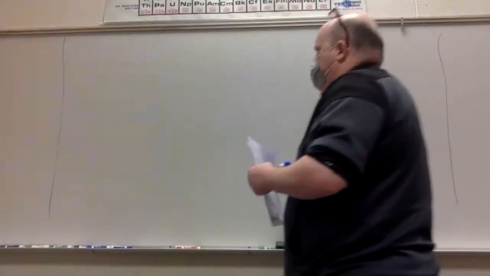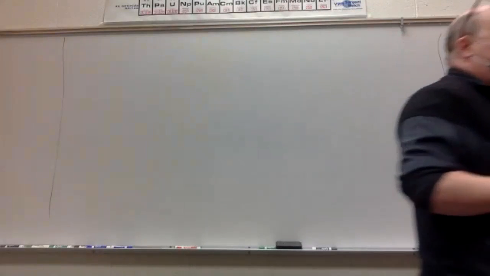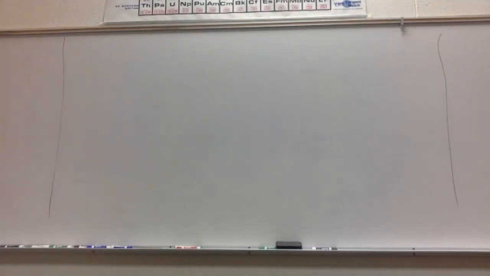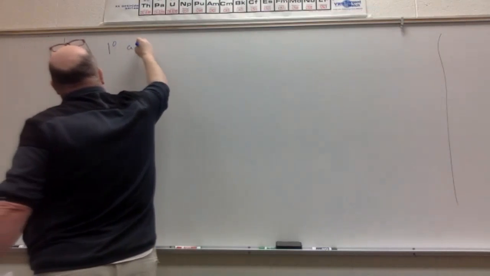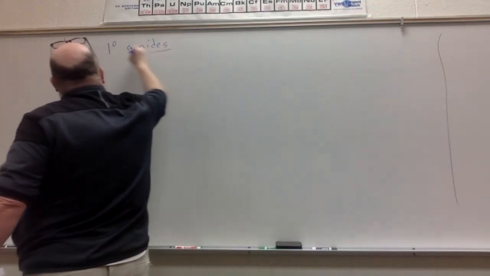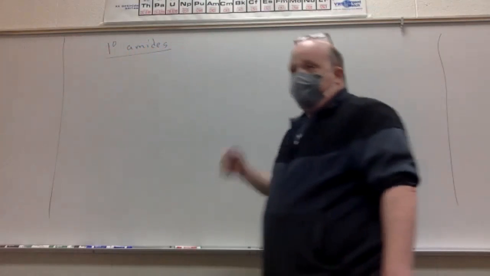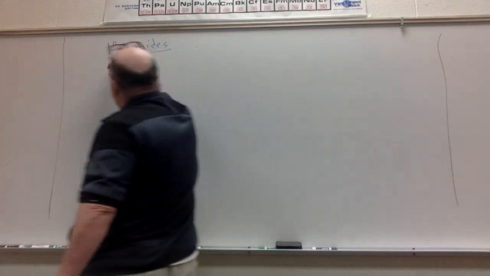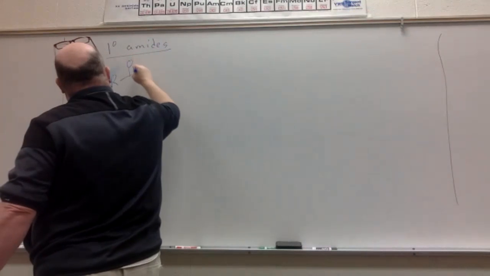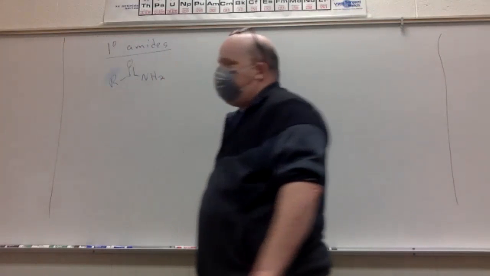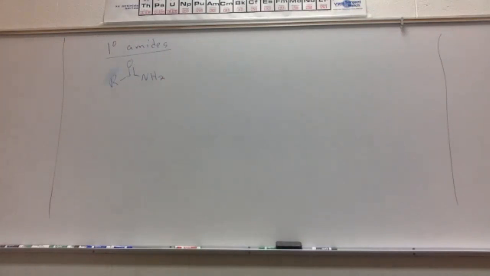Let's talk about amides. If y'all remember, we've talked about amides a few times here and there, especially when talking about IR spectra. And there are actually 3 different types of amides: primary, secondary, and tertiary. So let's look at primary amides first. Remember, primary amides always have this general structure. They always have an NH2 group attached to their carbonyl, and then some sort of R group.